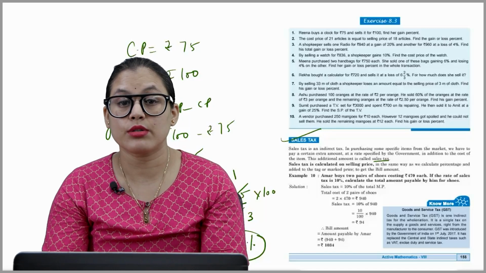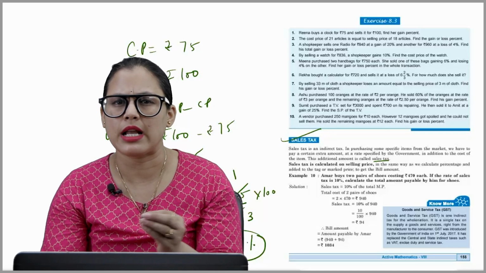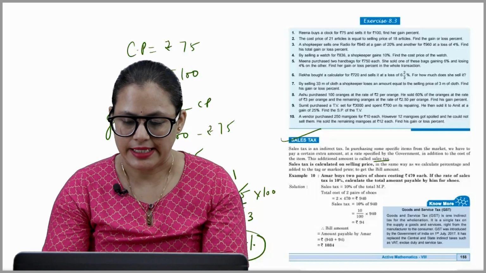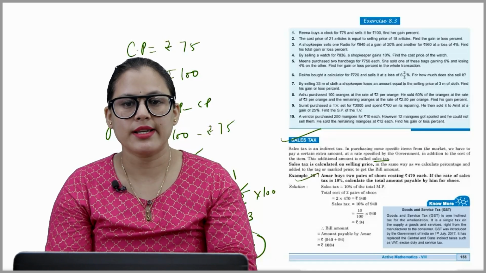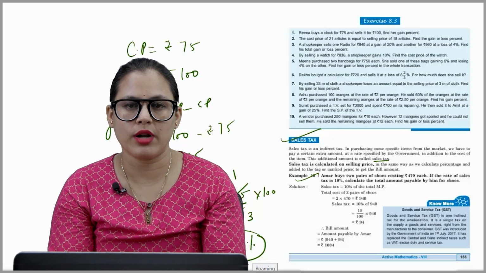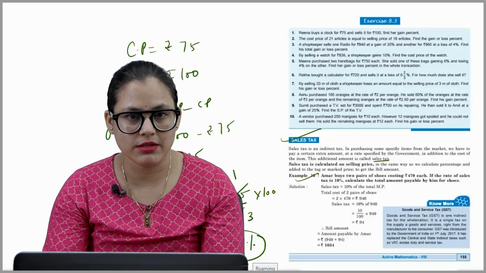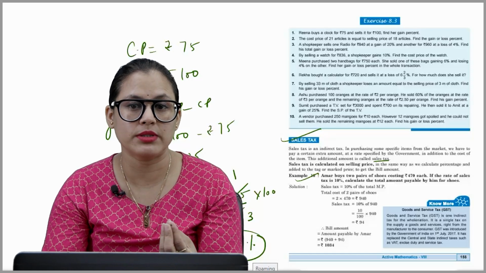Sales tax is calculated on selling price in the same way as we calculate percentage and add it to the tag or mark price to get the bill amount. Okay, let's check out example 10. Amar buys 2 pairs of shoes costing 470 each. If the rate of sales tax is 10%, calculate the total amount payable by him for shoes.